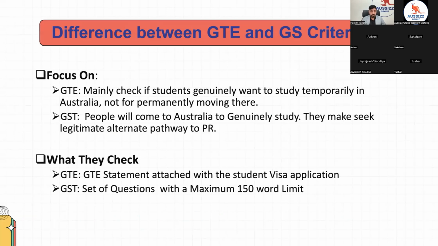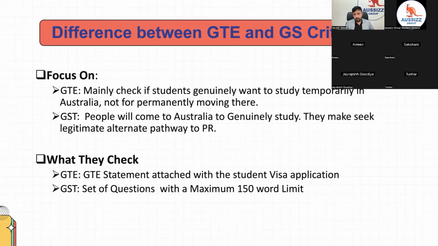Now we'll discuss what the main difference is between the GT and the GST criteria. The main difference is that in the GT criteria, previously, they mainly focused on those students who genuinely want to study temporarily in Australia. And if you mentioned that you want to move permanently to Australia, then they would refuse your application. So in the GT, you were not able to mention that you permanently want to move to Australia. That was the main thing in the GT.